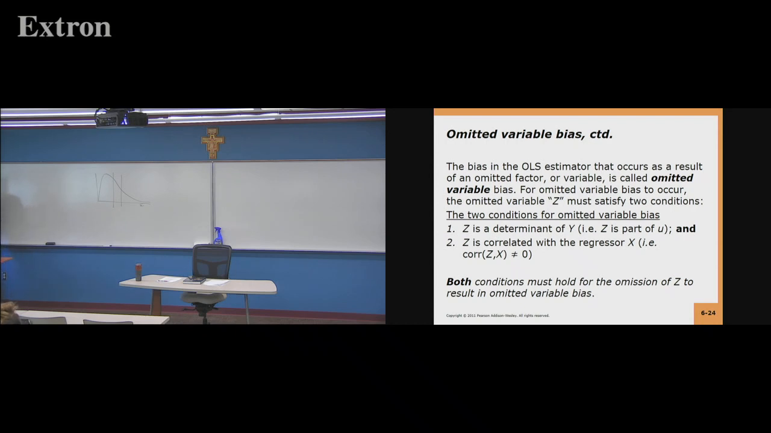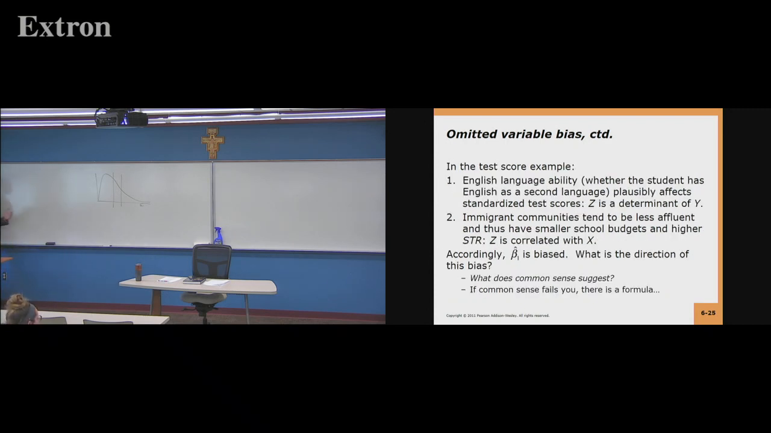The proper name for this is omitted variable bias. For omitted variable bias to occur, the omitted variable, or Z variable, has to satisfy two conditions. First is that Z is a determinant of Y. And the second is that Z is correlated with the regressor. Both conditions have to hold for the omission of Z to result in omitted variable bias. Obviously, the first part makes a lot of sense: Z is a determinant of Y. So the amount of time students spend studying affects their test scores. But the other is that Z is correlated with the regressor. So there is some relationship between the amount of time students spend studying and the student-teacher ratio. Another example, the one that the text deals with, is English language ability.